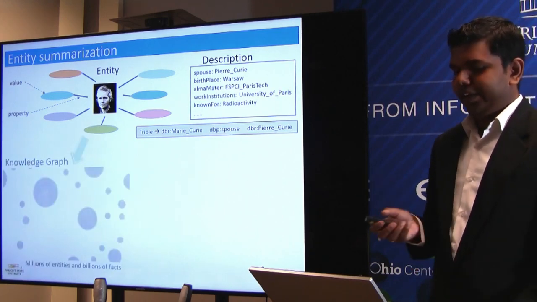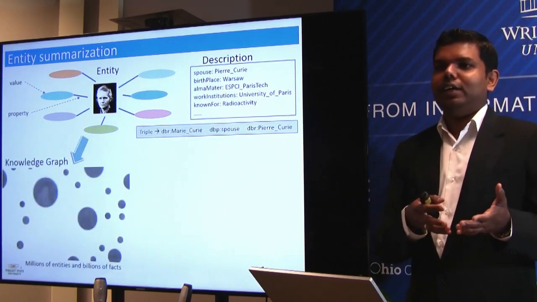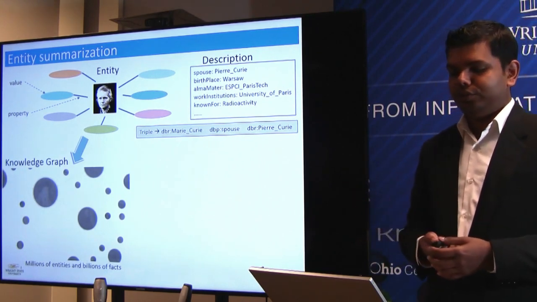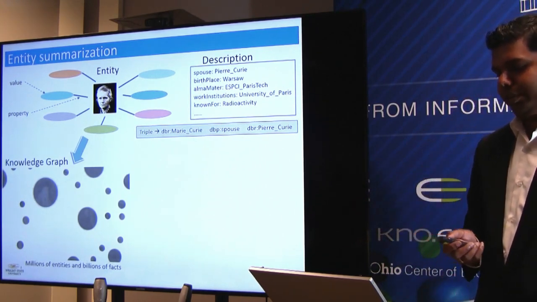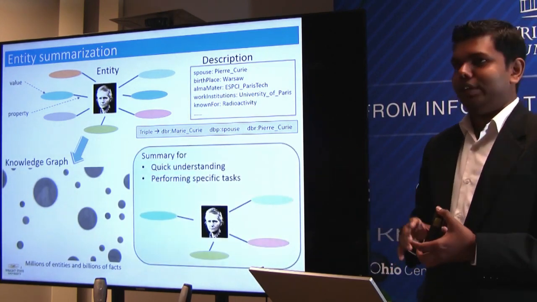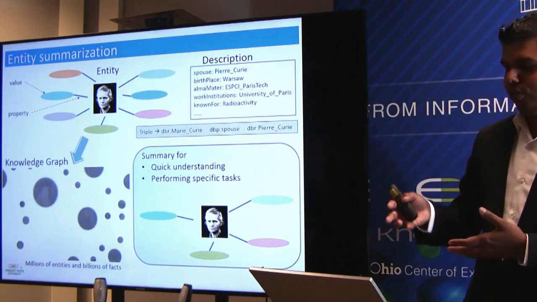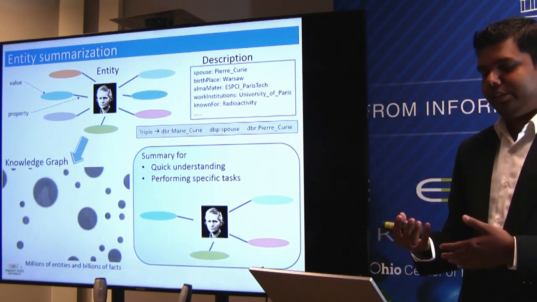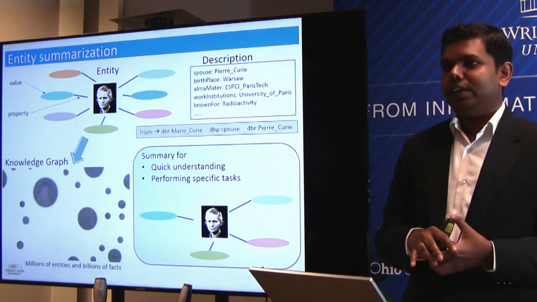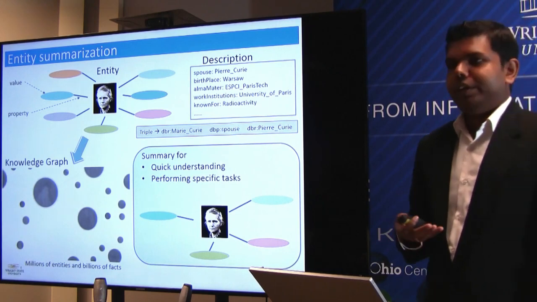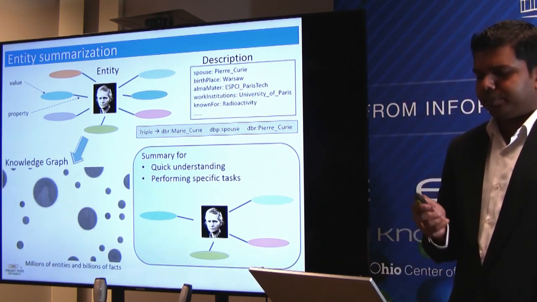So these entities make up the knowledge graphs and datasets that we have seen earlier. So there are millions of entities and billions of facts in the form of triples. And then because we have that much knowledge, we need a way of summarization, and it could be useful for quick understanding of or presenting user needs, or supporting specific tasks like entity linking or disambiguation. So people have been developing techniques for that.